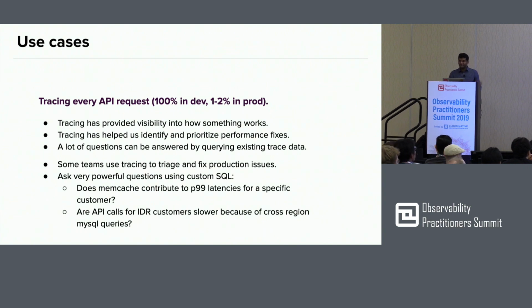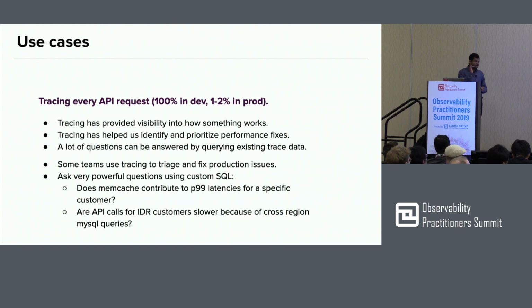Today we run the system in production. We trace 100% of our requests in dev and about 1 to 2% of all API requests in prod. As expected, this tool has provided visibility into what is happening. That was the most important question for us. In addition, tracing has helped us, as expected, to identify the performance bottlenecks in our system. But more importantly, it helped us prioritize which bottlenecks to fix.